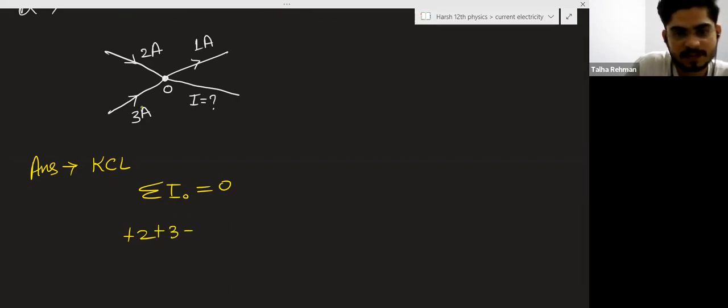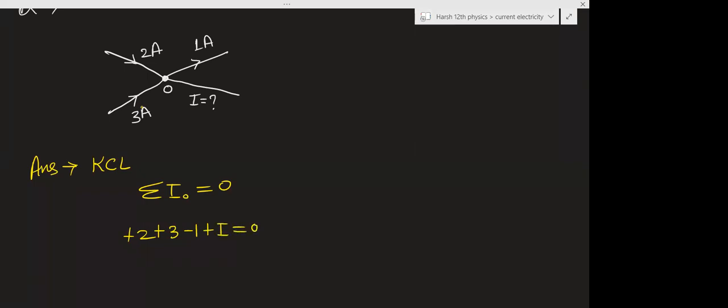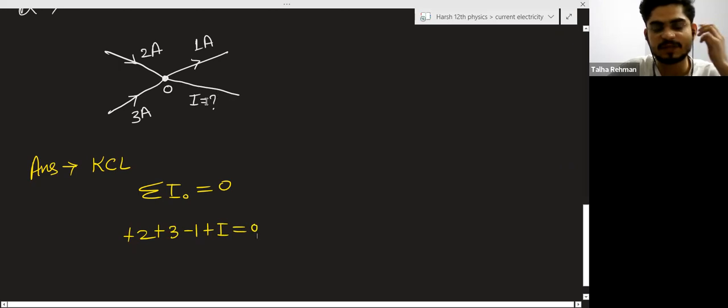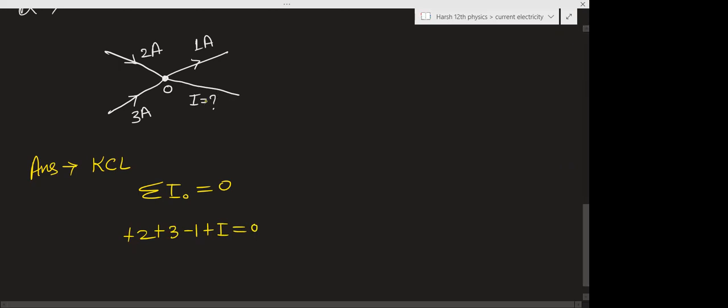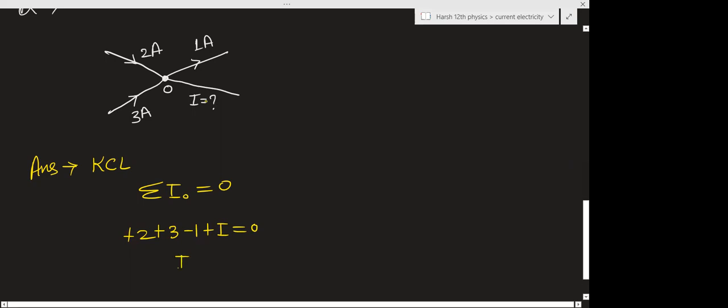Plus 3, then -1 and plus... Physical number will not take any sign of this, because you don't know whether the current is entering or leaving. So now we will find from here the value of current.